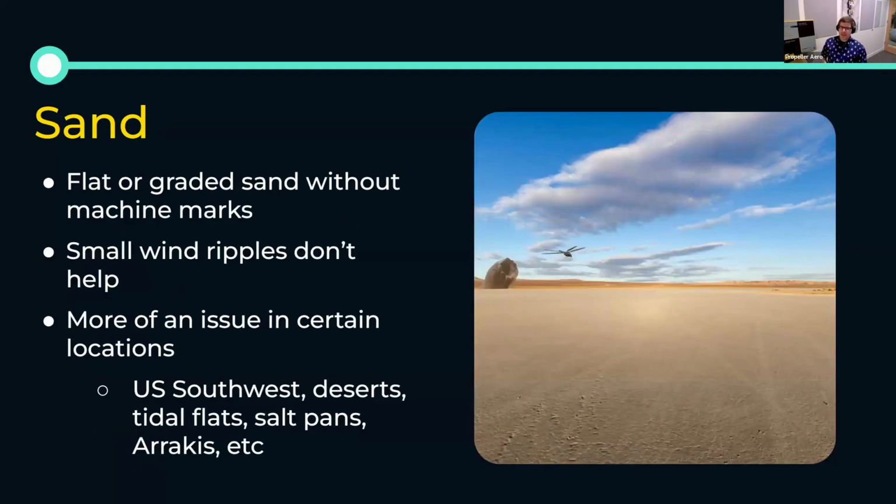The third surface we're going to talk about is sand. And when I'm talking about sand, I'm not talking about sand with rocks and scrub brush and stuff in it. I'm talking about flat, featureless, Sahara style sand. You may also notice that over time, this kind of flat sand gets these little ripples or dunes in it, and I'm talking very, very tiny ripples. Those don't really help because they're all kind of the same, and they're all really tough to pick out photo to photo. And this is obviously going to be a problem in certain areas of the country or the way you have your site set up. In the US Southwest, if you're working in the desert, if you're working on the tidal flat, if you're working on the salt pan, if you're working on Arrakis, all this other stuff.